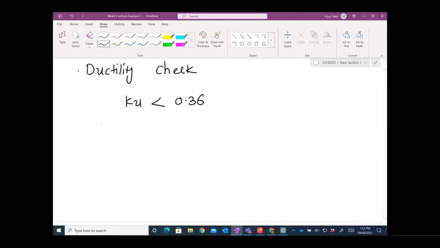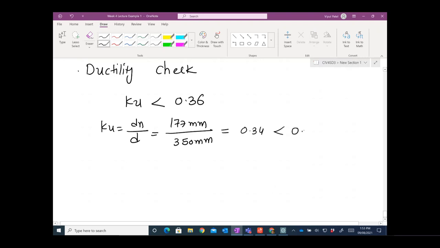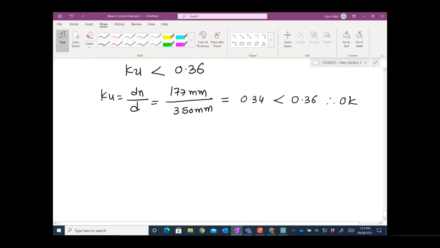So let's calculate Ku. Ku is equal to dn over d, which is 177 millimeters over a depth of 350 millimeters. So the Ku value is 0.34, which is less than 0.36, therefore it is okay, ductility is okay. We can also do the alternative checks for ductility. For ductility, the alternative check is the reinforcement ratio should be less than or equal to the maximum reinforcement ratio.